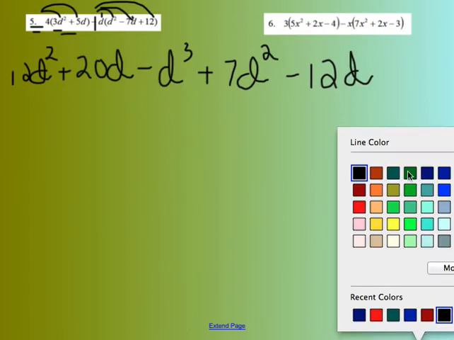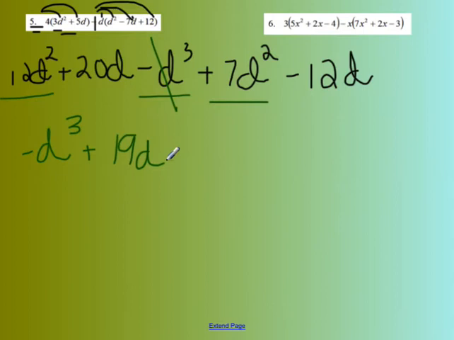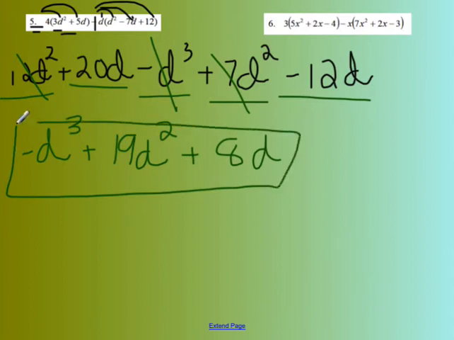So now we want to combine our like terms. We have negative d cubed, that's our largest exponent, so negative d cubed comes first. Next, I have 12d squared plus 7d squared. So I'm going to add 7 plus 12, and that's going to give me 19. Now, when I add d squared plus d squared, it's going to stay d squared. Remember, when you're combining like terms, you do not add the exponents. You only add the exponents when you are multiplying. Next, we have 20d minus 12d, and that's going to give us 8d. So this right here is your final answer for number 5.